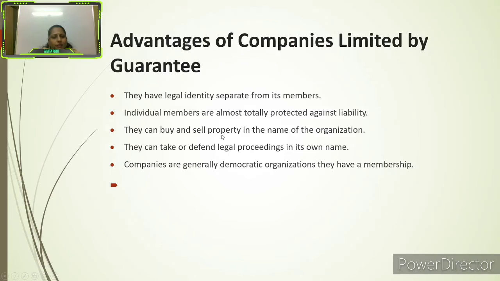Then they can buy and sell property in the name of the organization. They can take or defend legal proceedings in its own name. Companies are generally democratic organizations. They have a membership. These are the various advantages of companies limited by guarantee.